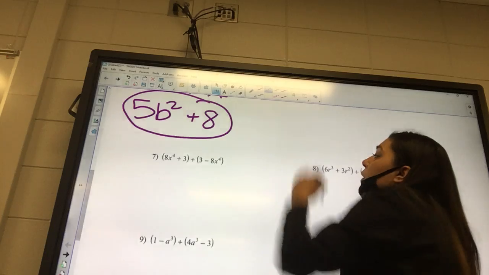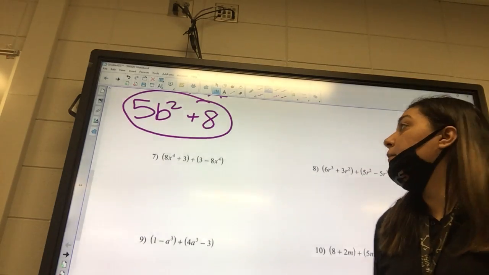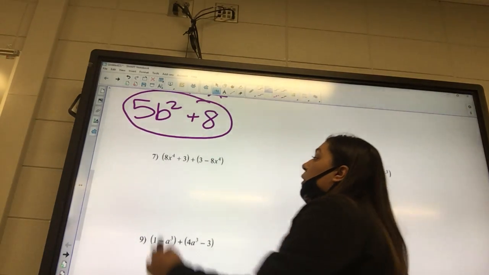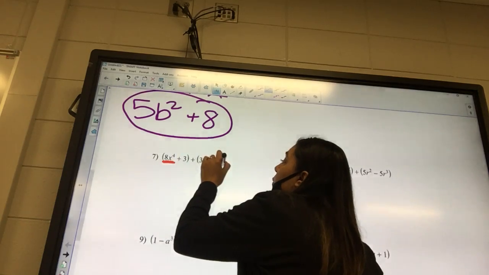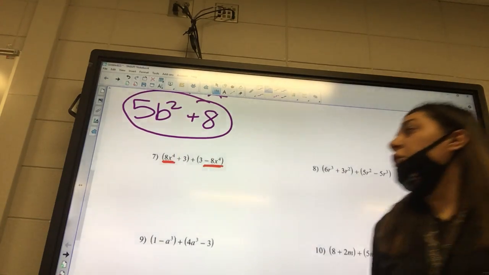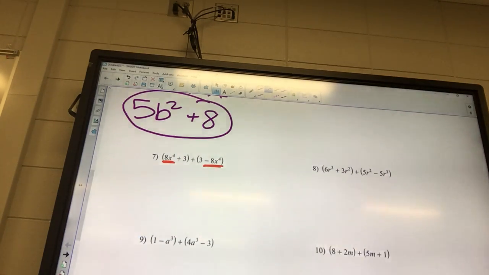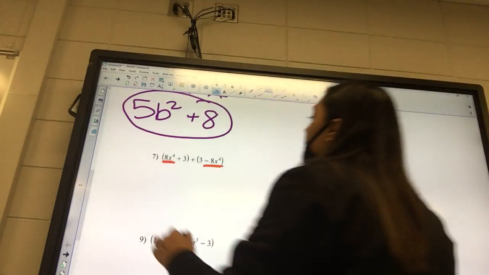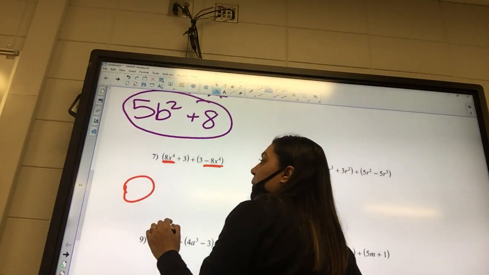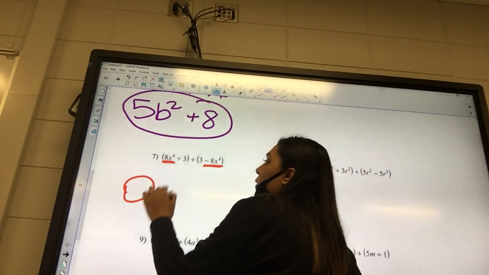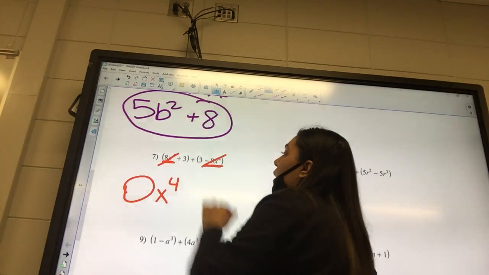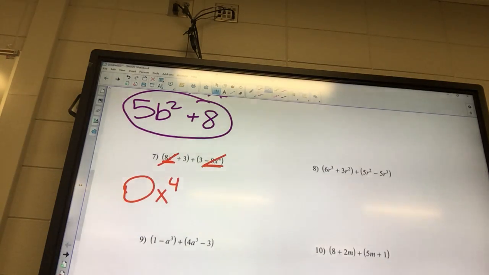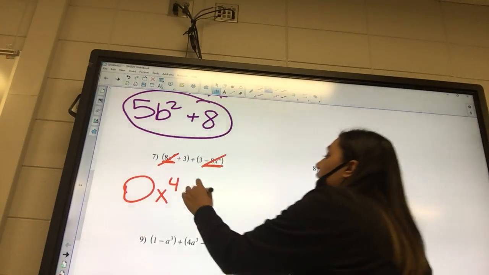Okay, look at 7. What's the highest exponent? 4. So this one can be put with this one. So I got an 8 and a negative 8. What happens when we add those together? 0. So you're going to have a 0. What's their last name? X to the 4. And you can cross these off. Who else can get put together? 3 and 3 to give us 6.